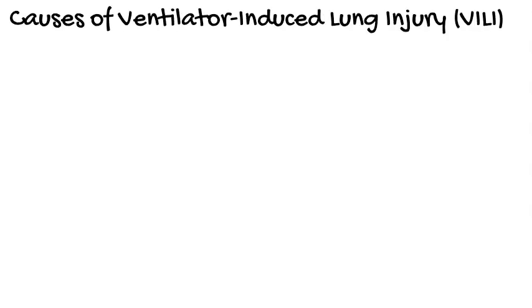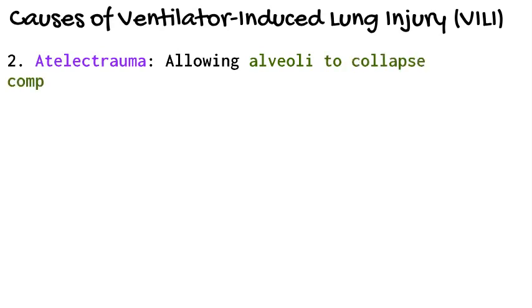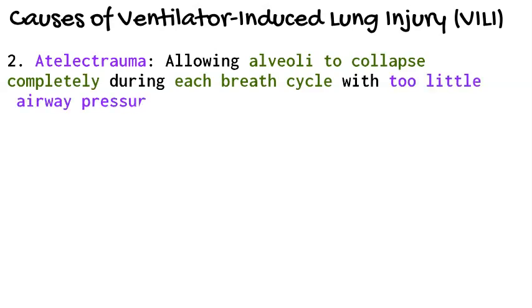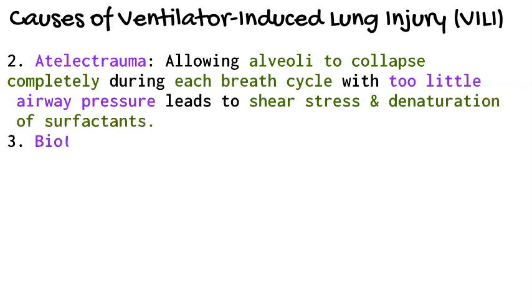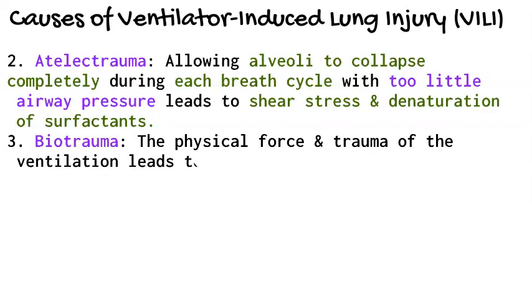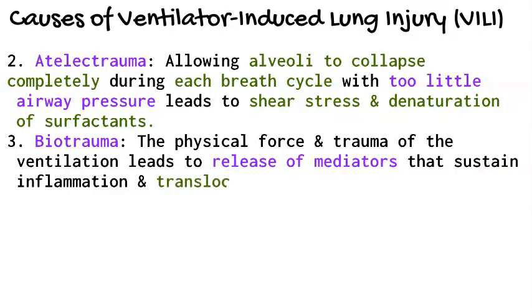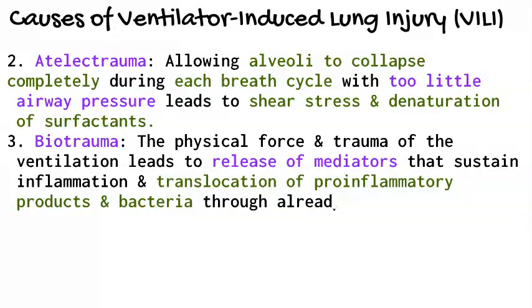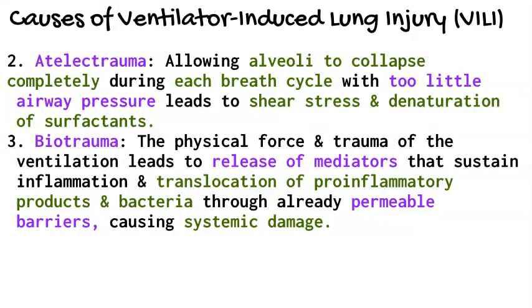The causes of ventilator-induced lung injury, VILI, again. 2. Atelectrauma, allowing alveoli to collapse completely during each breath cycle with too little airway pressure leads to shear stress and denaturation of surfactants. 3. Biotrauma. The physical force and trauma of the ventilation leads to release of mediators that sustain inflammation and translocation of pro-inflammatory products and bacteria through already permeable barriers, causing a systemic damage.